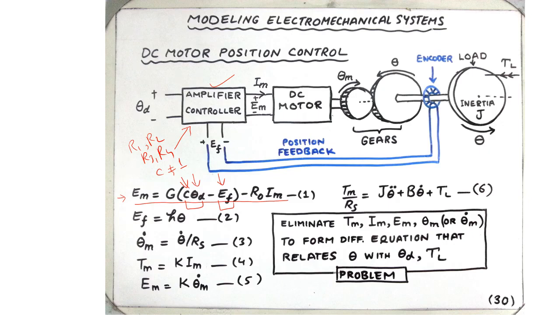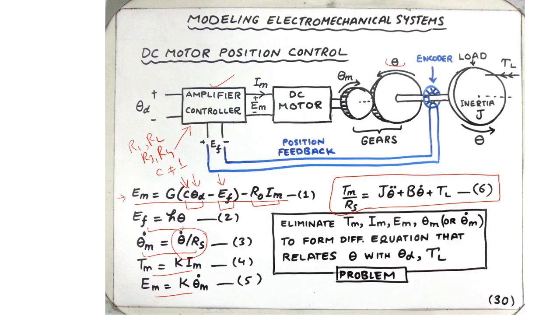Next is the gain times C theta D minus EF, minus the voltage drop across the output resistance. The encoder model says that the output of the encoder is proportional to theta, and the relationship between the motor speed and the speed at the output gear, the larger gear, is just theta m dot is equal to theta dot divided by Rs, the speed reduction relationship. Then the two familiar motor equations, and finally we have the dynamical equation as far as the mechanical part goes, shown here.